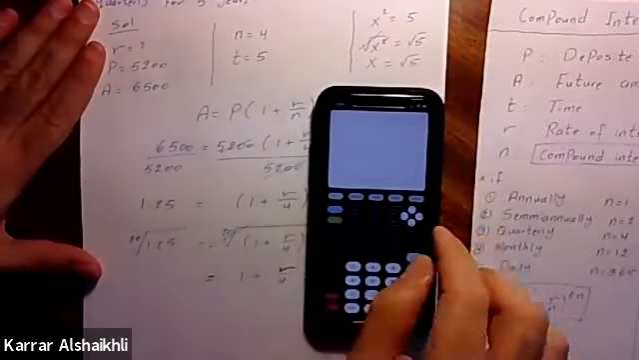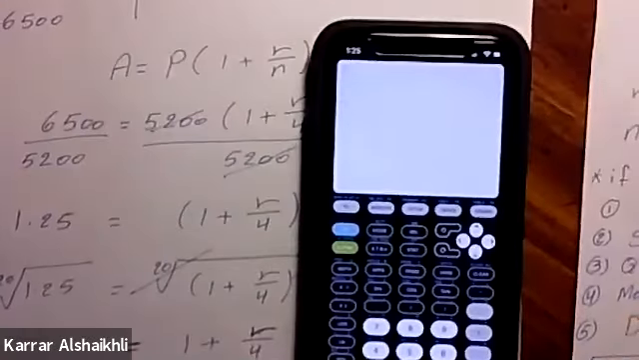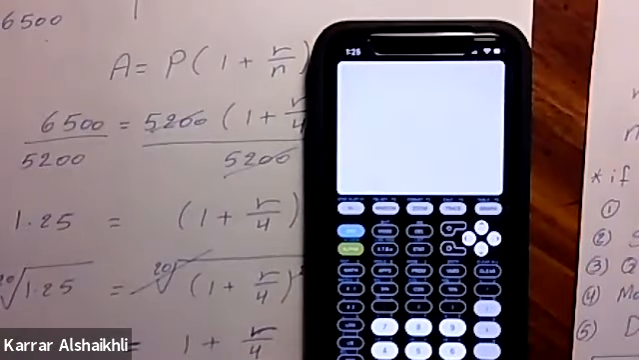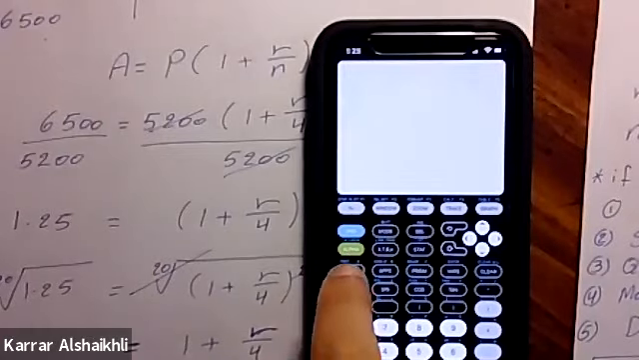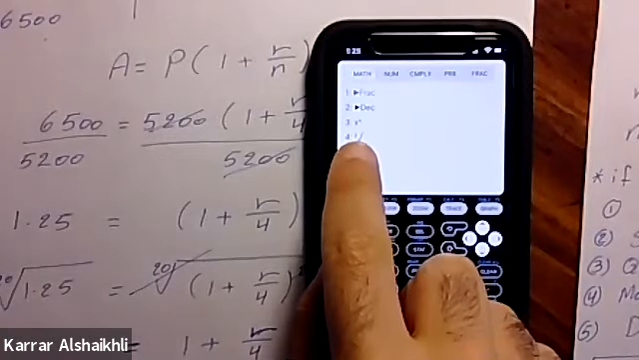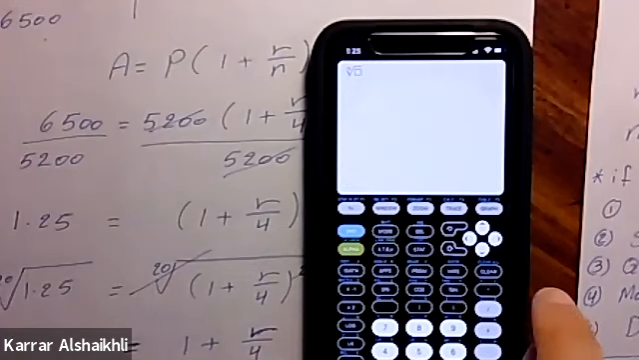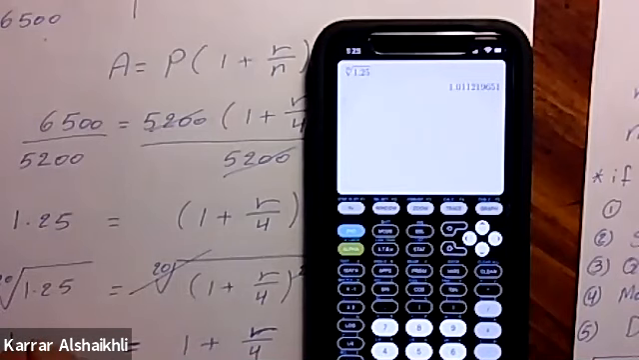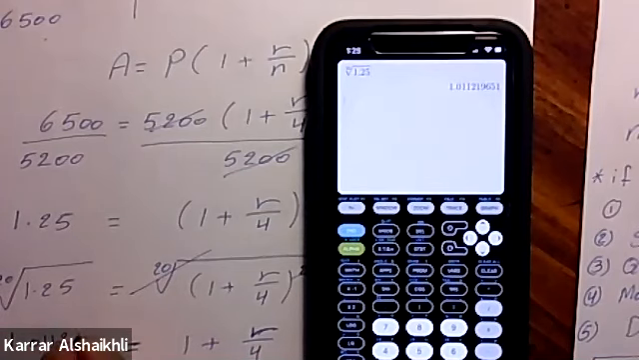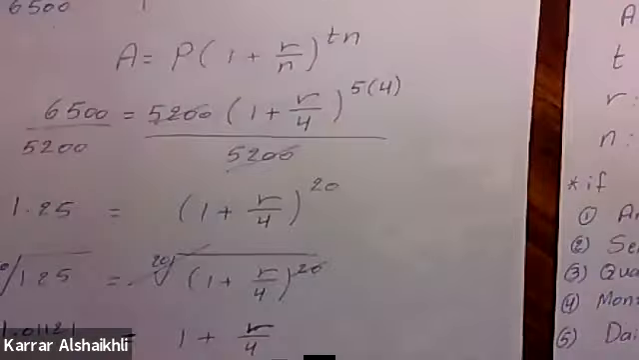How are we going to find the 20th root? We press math, and here's the n-th root option. Press enter. I have to write down the 20, you see it as a root, then write down the number 1.25. So here's the 20th root: 1.01121. Now we're done with this step.